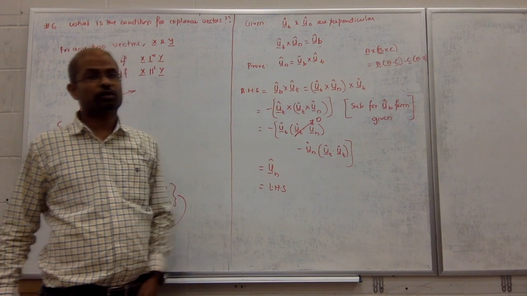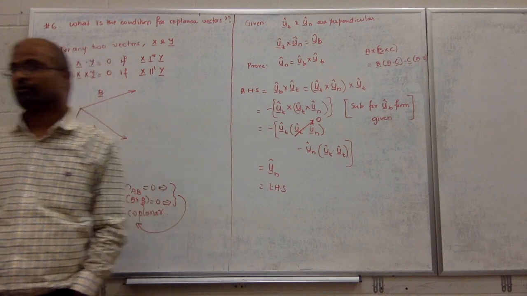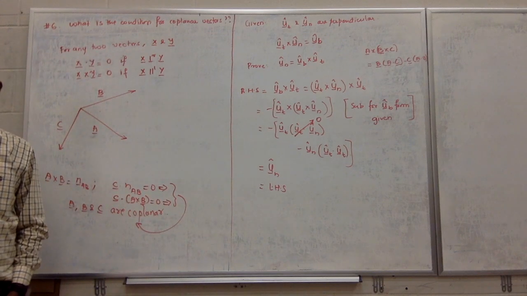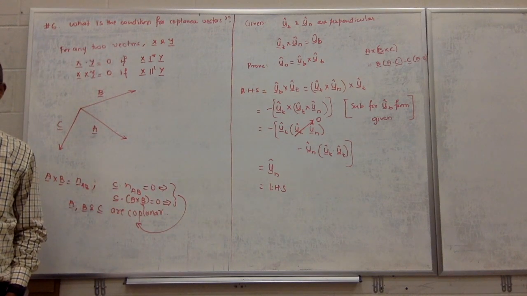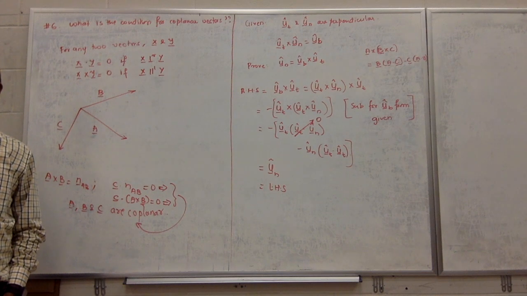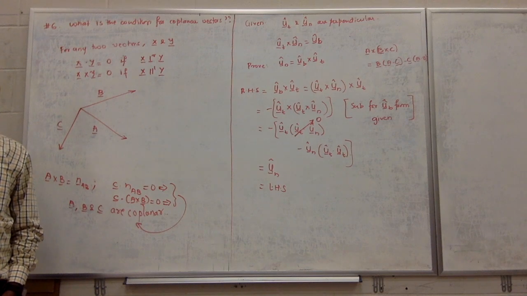Why is the dot product of two perpendicular vectors 0? Because A dot B equals AB cosine of the angle. When the angle between them is 90 degrees, cosine 90 becomes 0. This is what you need to train your brain, and this is very, very basic. You need to work out more problems.